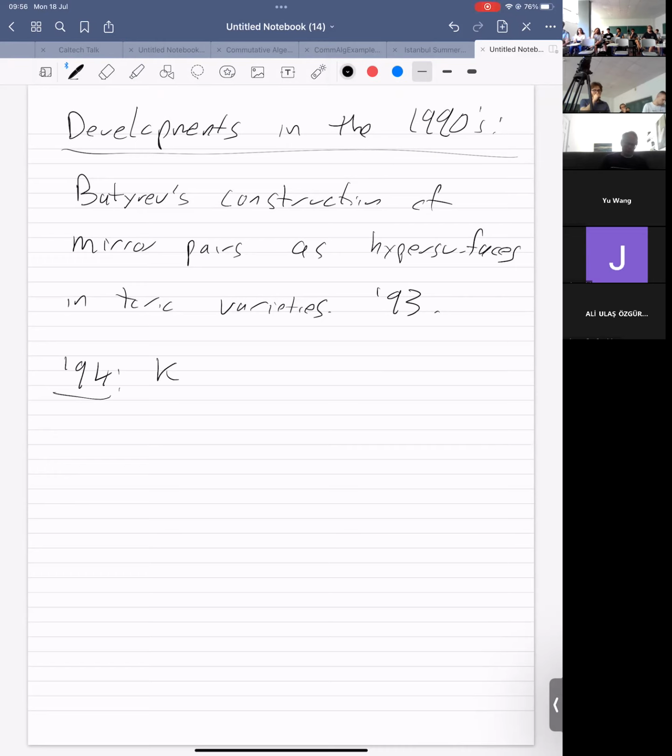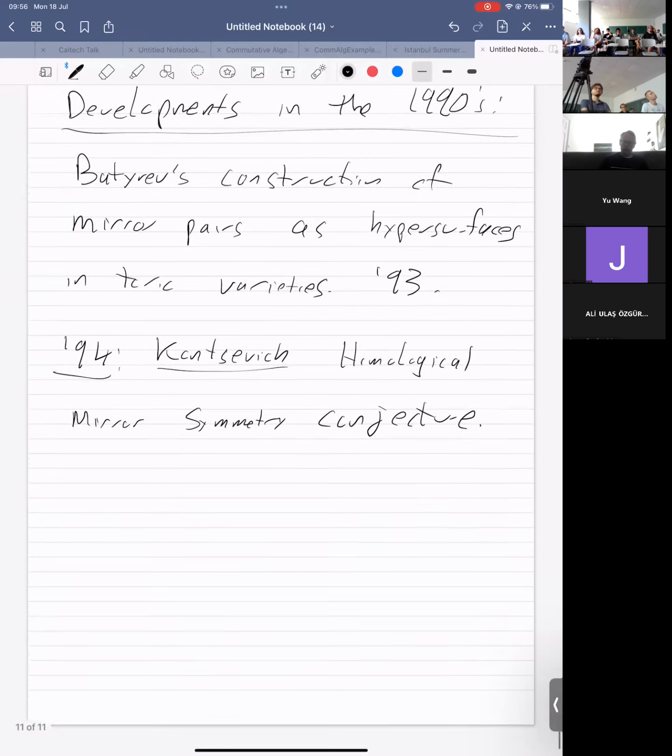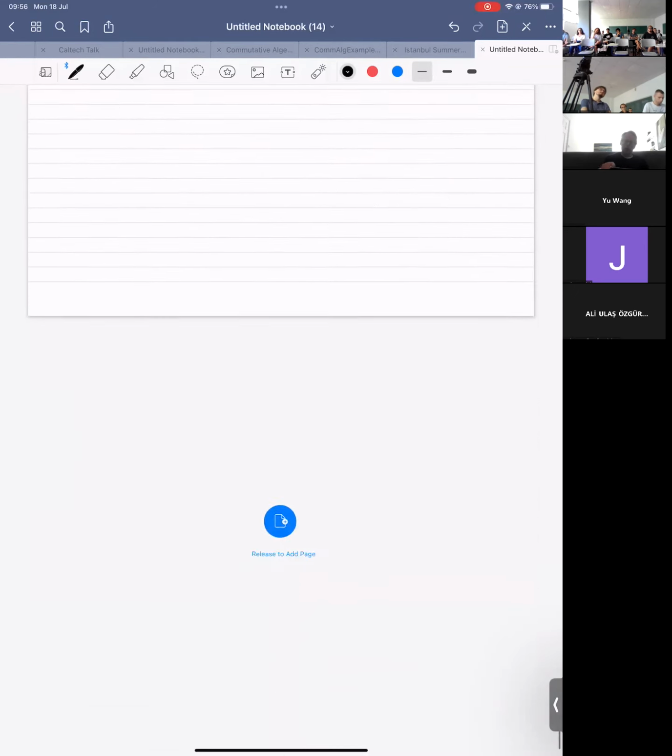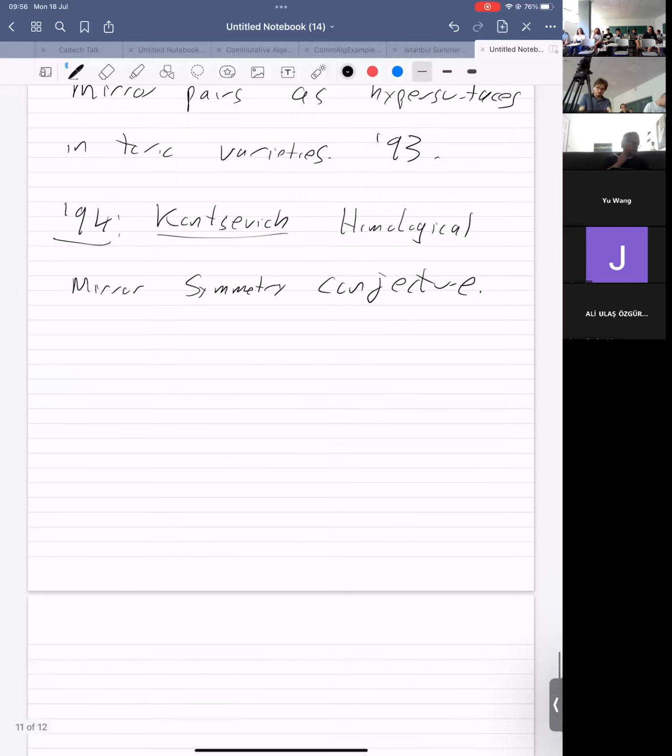In 1994, Kontsevich made the first somewhat rigorous mathematical approach to explaining mirror symmetry. This is with the homological mirror symmetry conjecture. Now, this has become one of the main threads of mirror symmetry research, and I think we're going to see a lot of it in the next 2 weeks.